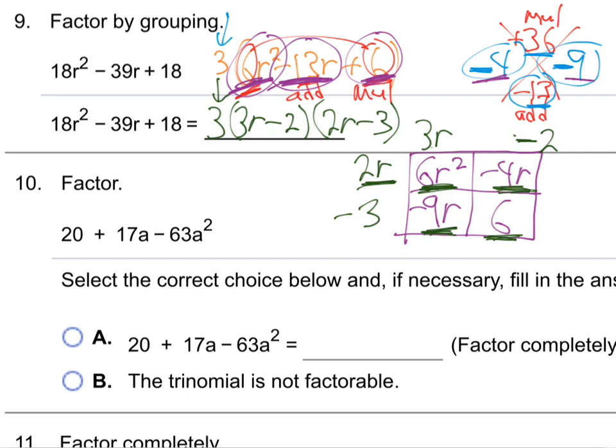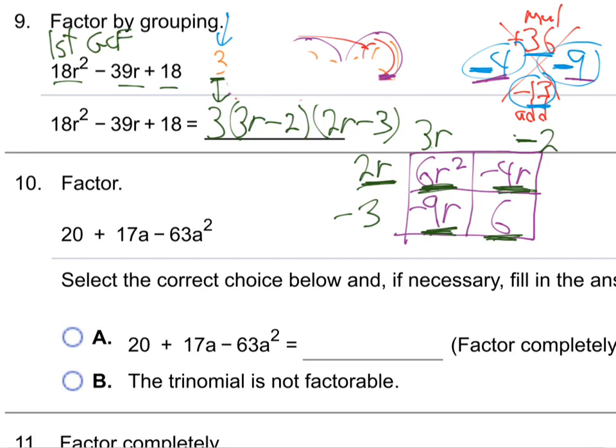How are we doing? Do you remember that whole thing? Let's run over it one more time. So what do we do? First is always GCF, right? 3 went into all of them. I took out the 3. That changed the inside. So we took out the 3. That left 6r squared minus 13r plus 6, right, when I took out the 3.